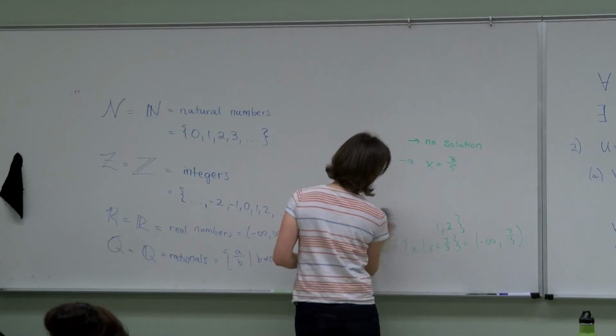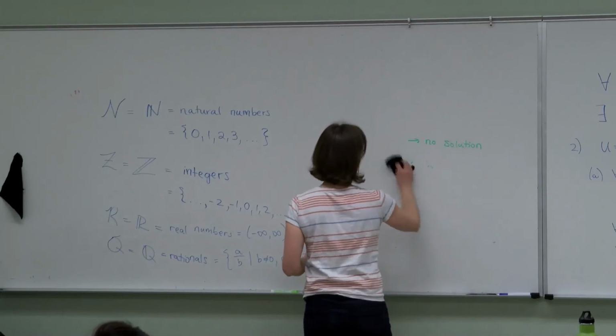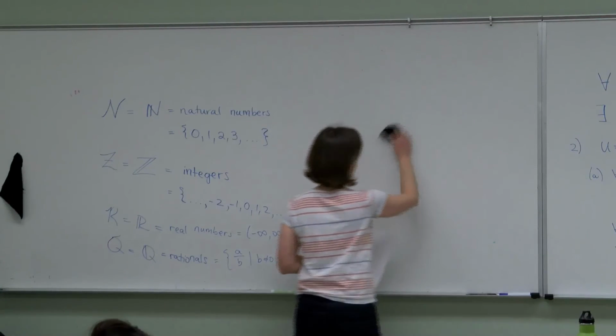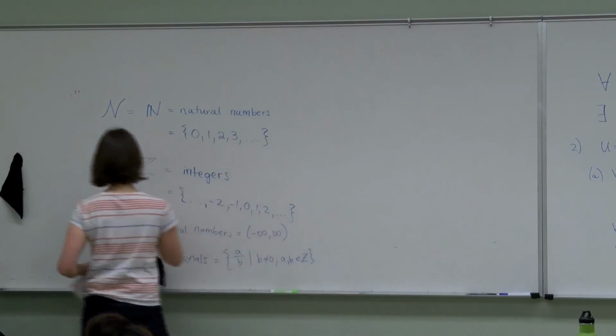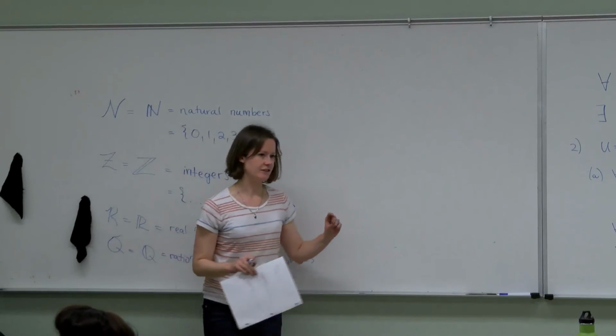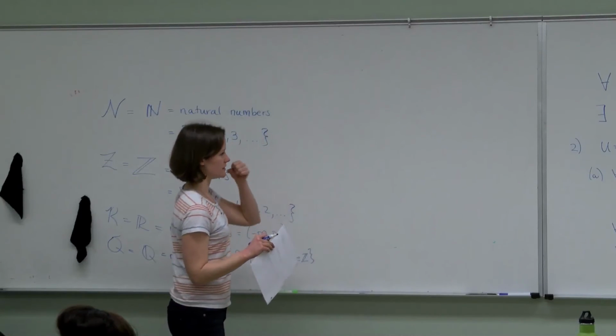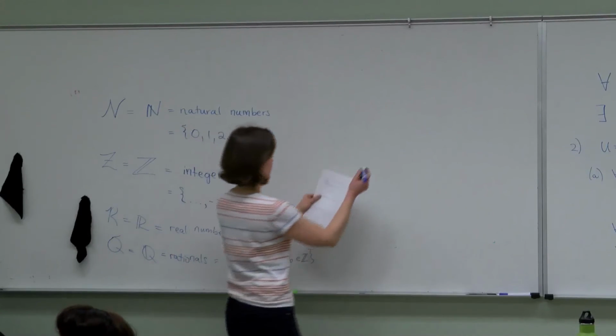So the negation of a universal quantifier would be the existential. To negate "for all," you would say "there is one." And the negation of an existential is a universal. So those flip, but otherwise you would also negate the statement.